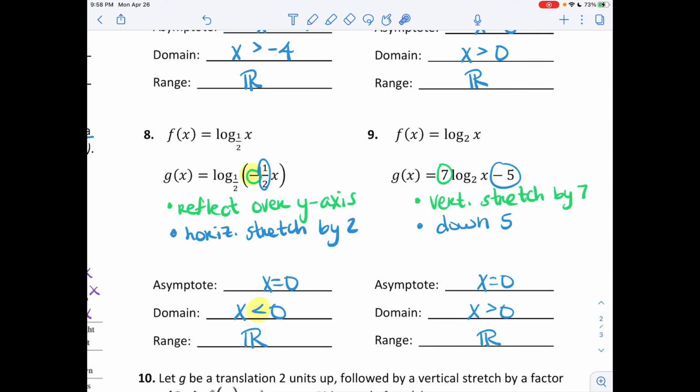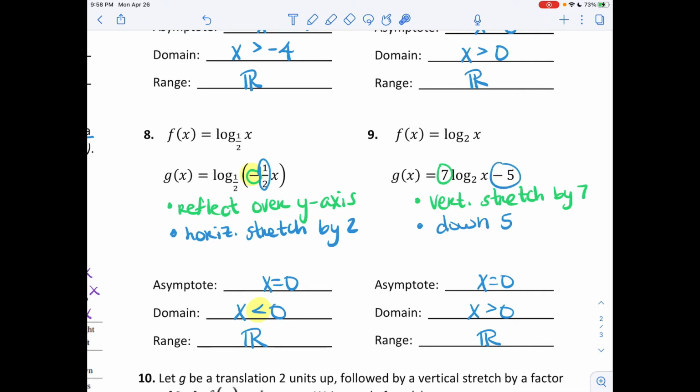So the first thing that you should have identified when you're changing from log base 2 of x to 7 log base 2 of x minus 5 is the 7 all the way out in front being multiplied by our function. And so remember that a number greater than 1 out in front is a vertical stretch by that number. So a vertical stretch by 7.